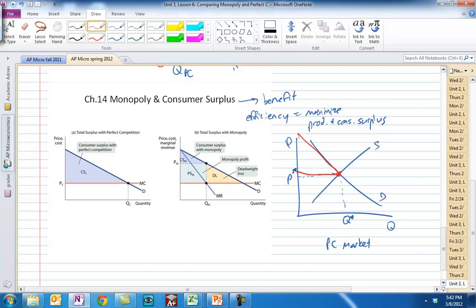Here's the consumer surplus at equilibrium, here's the producer surplus at equilibrium. The surplus is maximized when you're at that equilibrium point, which also is, again, the perfectly competitive price, which is equal to the minimum average total cost of production and the marginal cost. So it's efficient in both of those senses.